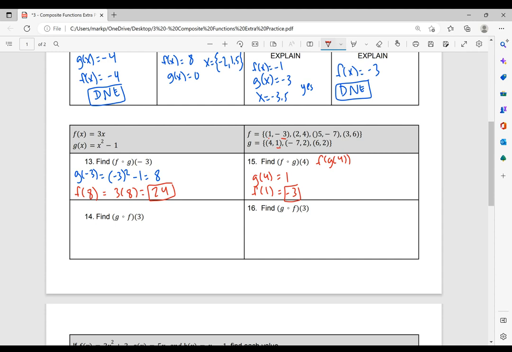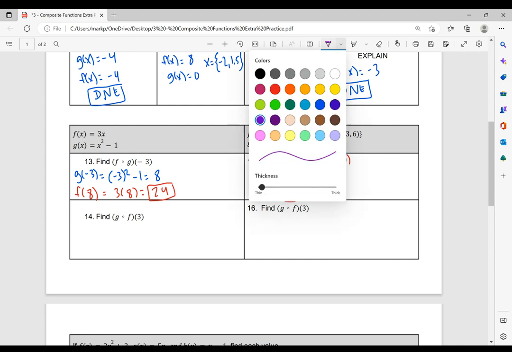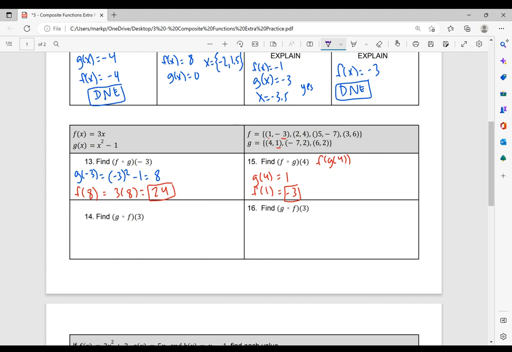All right. I don't know why I switched between the two like that. My bad. All right. g of f of 3. So f of 3. 3 times 3, which is 9. So now we'll do g of 9, which is going to be 9 squared minus 1. So 81 minus 1 is 80.